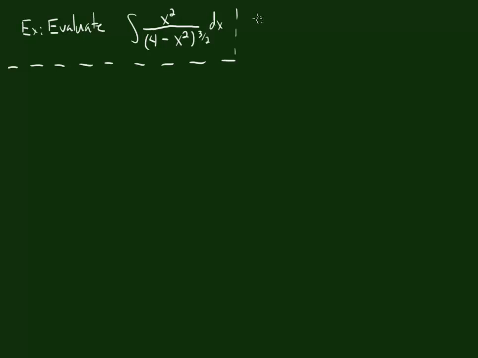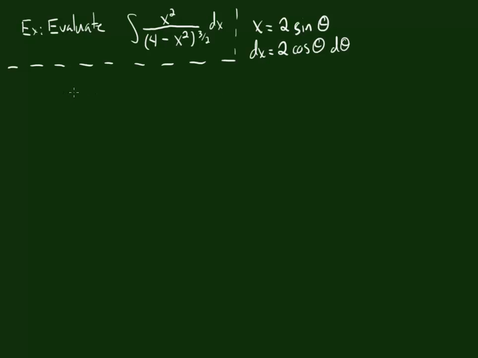So the recommended substitution in this case is going to be x is equal to 2 times sine of theta. If x is equal to 2 times sine of theta, that means dx is going to be 2 times cosine of theta d theta. And let's go ahead and continue onwards.